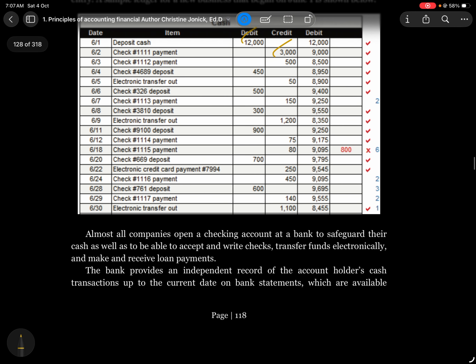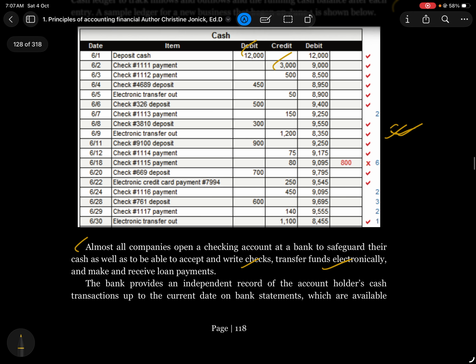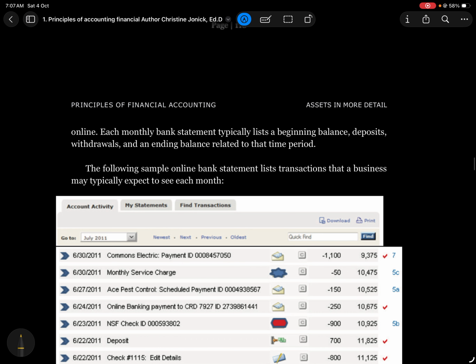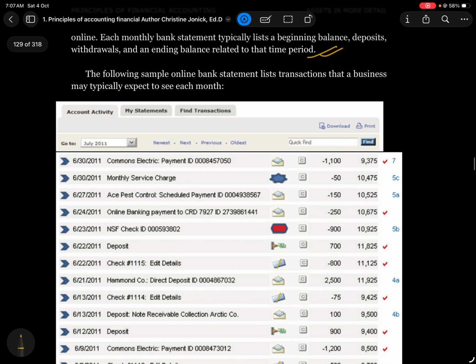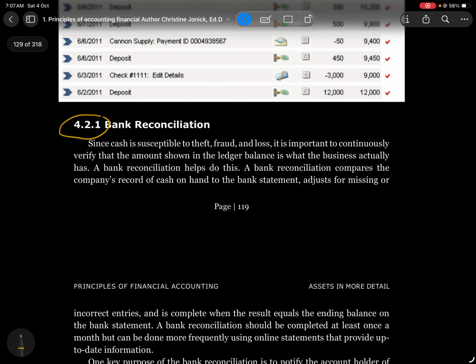So businesses normally open a checking account to do their regular transactions. This could be writing checks or electronic fund transfers as well. But whenever you look at the statement, or your cash ledger, it would definitely look like this. A bank statement normally has beginning balance, deposits, withdrawals, and we would basically get the differences out of it. So there will be a bank reconciliation that needs to happen.